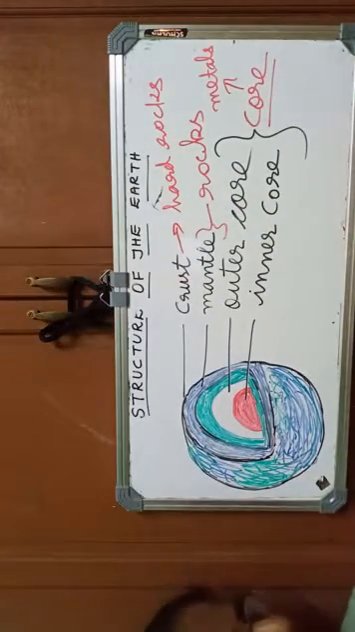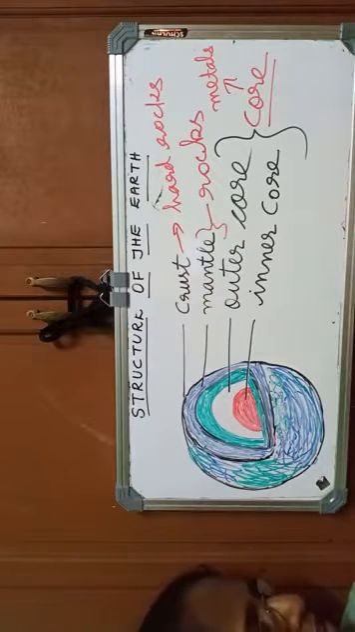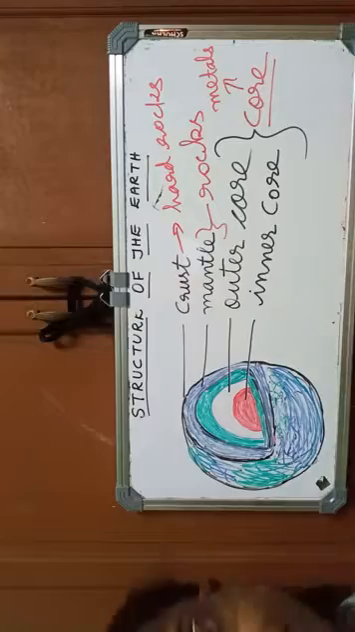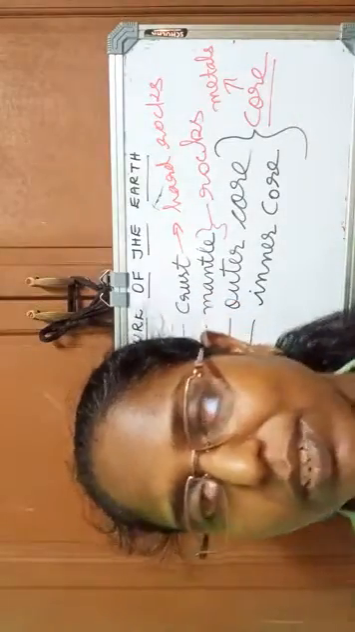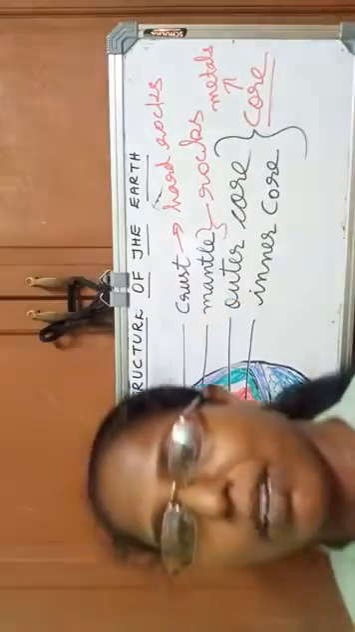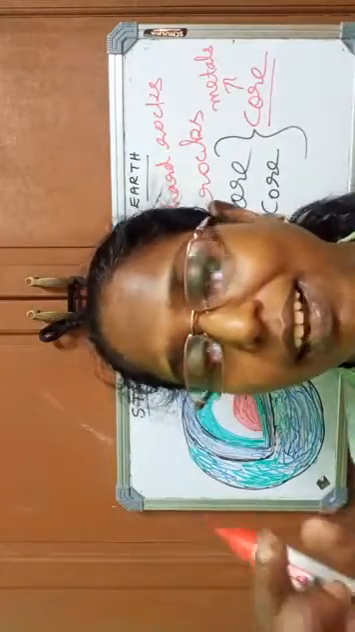Okay. Then next, it is a partially molten layer. What do you mean by molten? Molten rock means rock in liquid form.